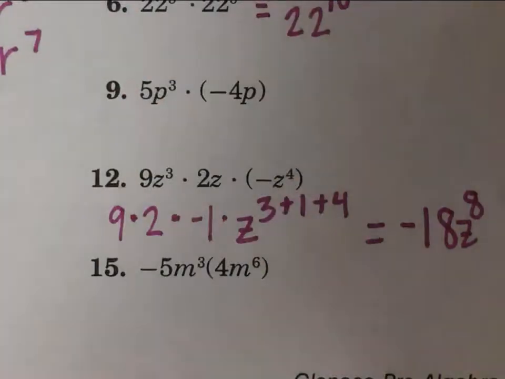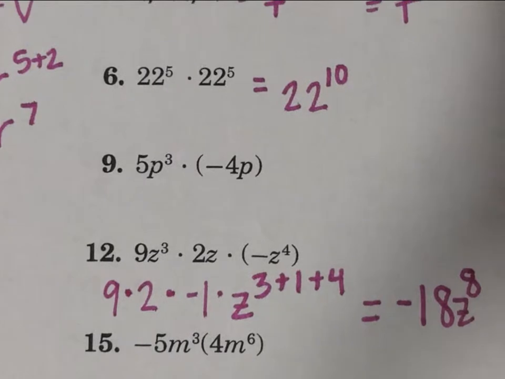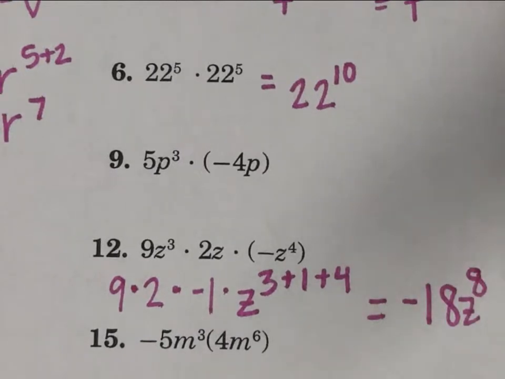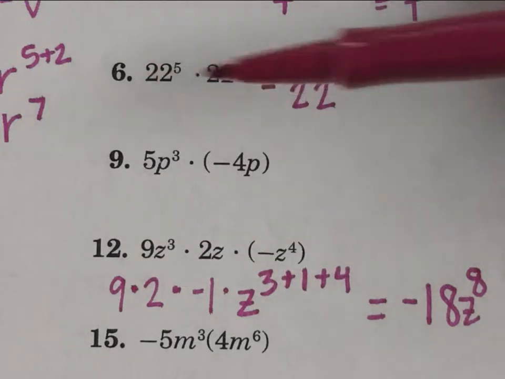So, what do you notice about, like, when do you know to multiply the coefficients? Huh? When they're different. Okay, I'll take it. But, like, comparing number 6 and number 12, why didn't I multiply my 22s?